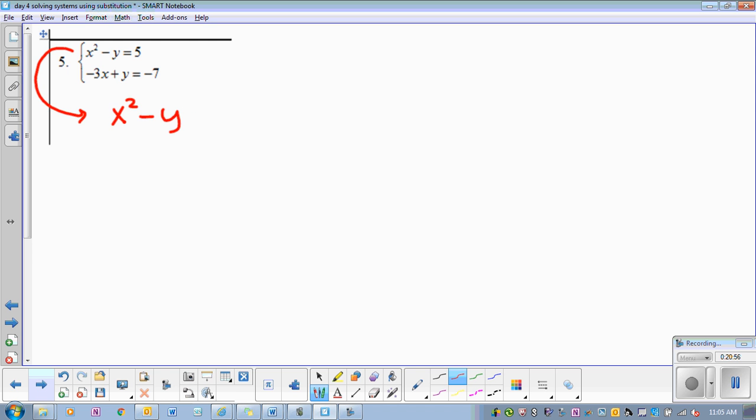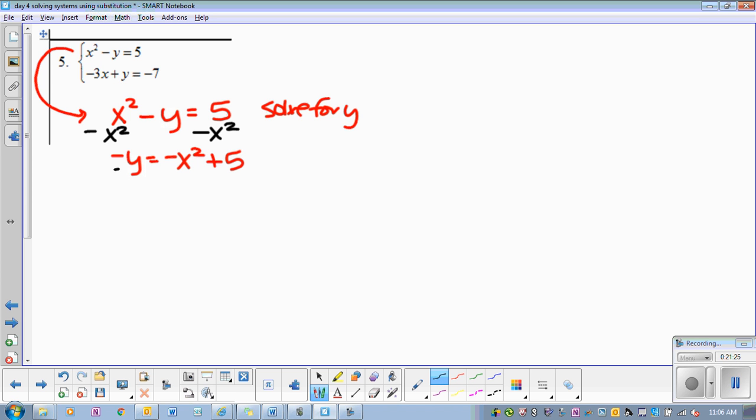X squared minus y equals 5. What do you want to solve for? You gotta solve for y, right? Alright, so then subtract x squared. Then you have negative y equals negative x squared plus 5. Guys, do we ever leave this as a negative y? No, so what do I need to do? Good, divide everybody by negative 1. So then we have y equals x squared minus 5.